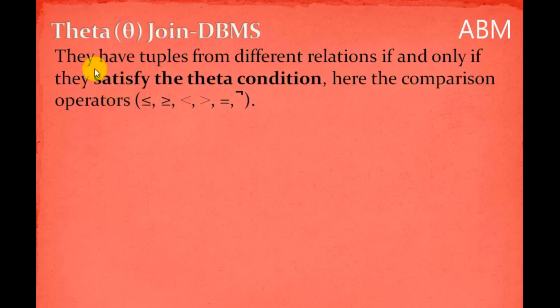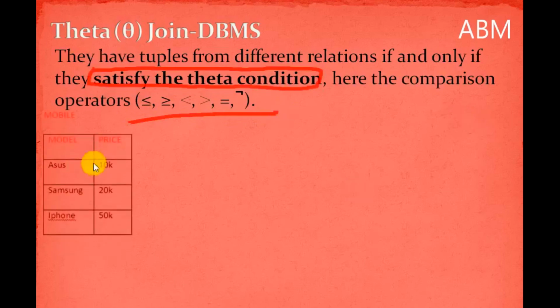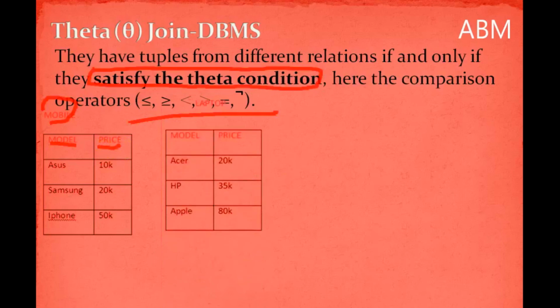Theta join applies different types of conditions onto tables. These conditions may be greater than or equal to, or less than or equal to. For example, this is one table with us, which is mobile, and its attributes are the mobile model and the mobile price. We have a second table with the name laptop, and the attributes of the laptop are the model and also the price.